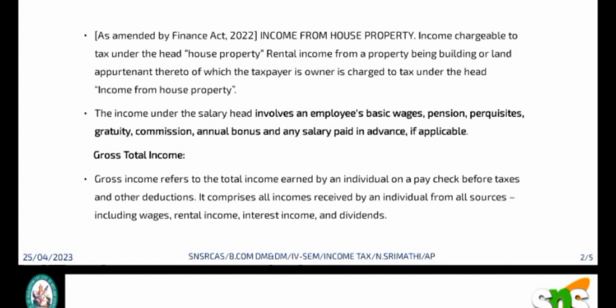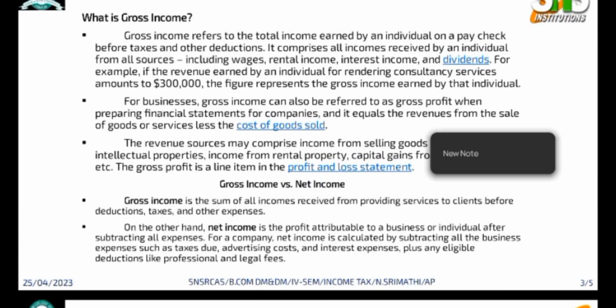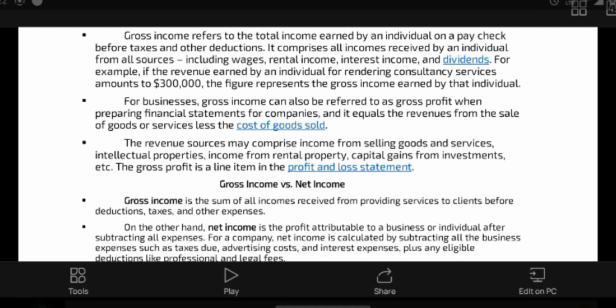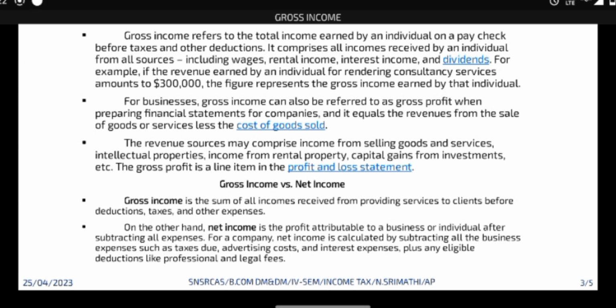And the main case is gross total income. Gross income refers to the total income earned by an individual on a paycheck before taxes and other deductions. It comprises all income received by an individual from all sources, including wages, rental income, interest income, and dividends.